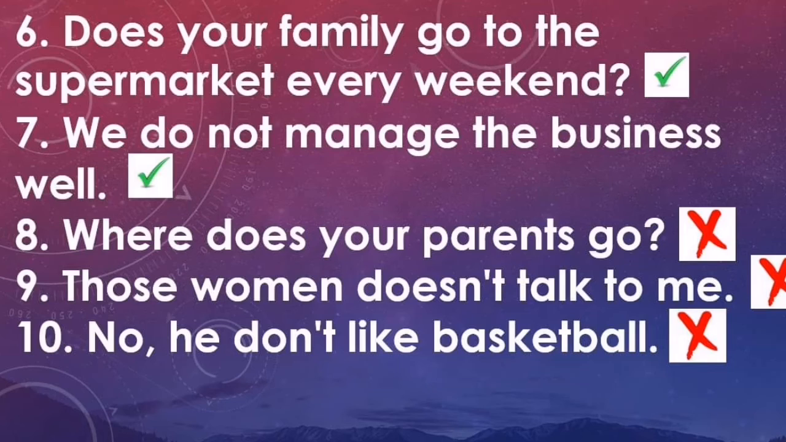And the last one, no, he don't like basketball. This one is wrong because the subject is he. He is singular. That means our verb must be no, he doesn't like basketball.